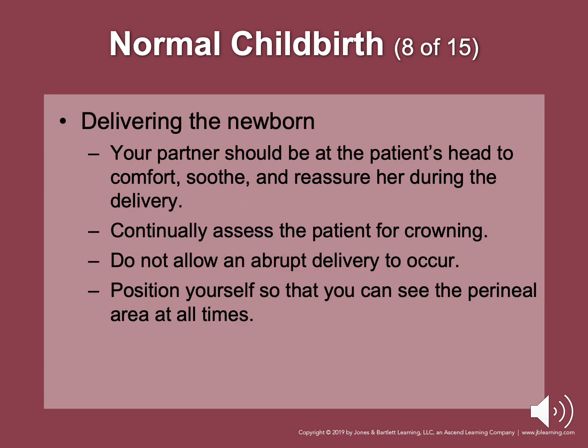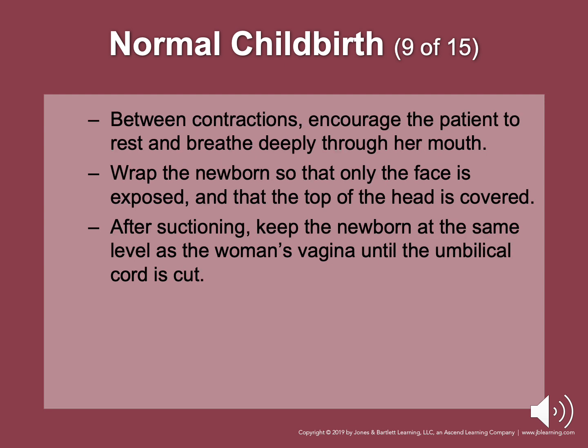APGAR scoring: evaluate the newborn's vital functions immediately after birth. There are 5 parameters: heart rate, respiratory effort, muscle tone, reflex irritability, and color. Each is given a score of 0 to 2, first at 1 minute, and then again at 5 minutes. Keep that in mind. Do APGARs at 1 and 5 minutes after the delivery.